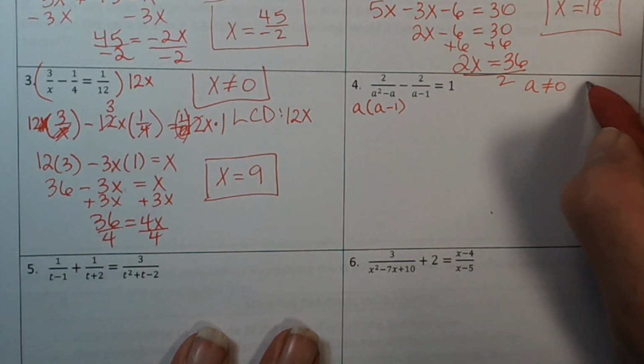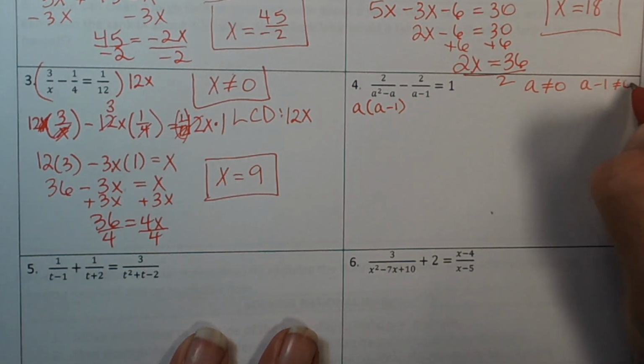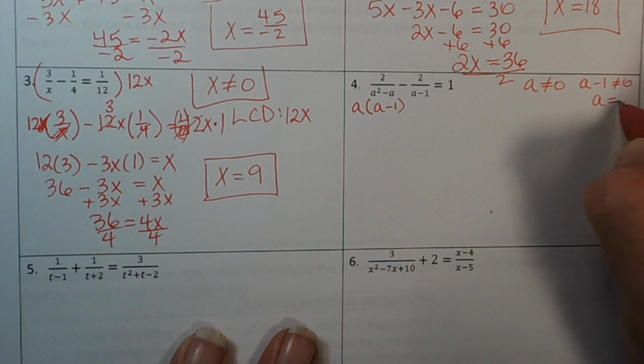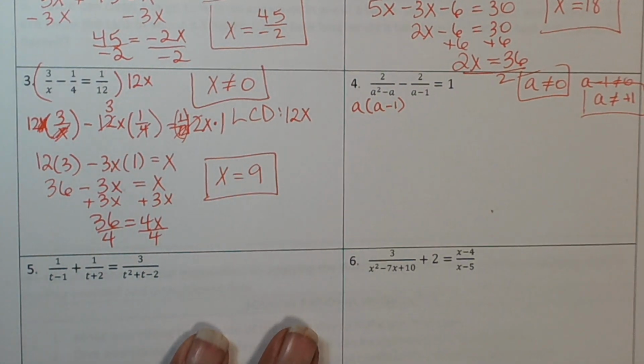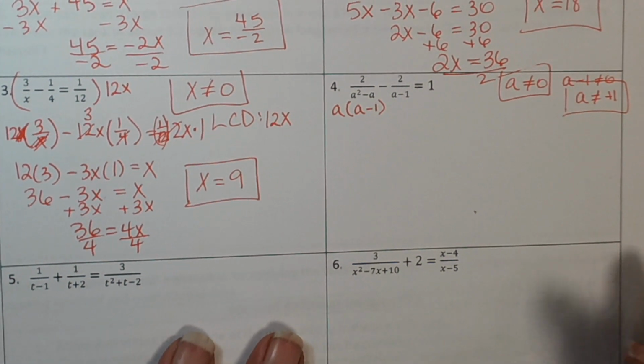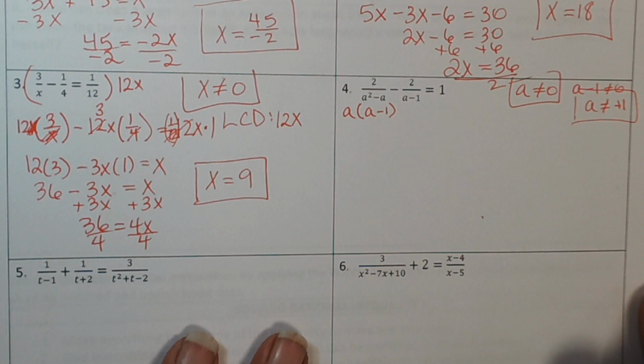And then I have a minus 1 not equal to 0. So a would not be equal to positive 1. Excuse me, I'm making mistakes all over the place. Okay, so those are my restrictions: not equal to 0, not equal to 1.